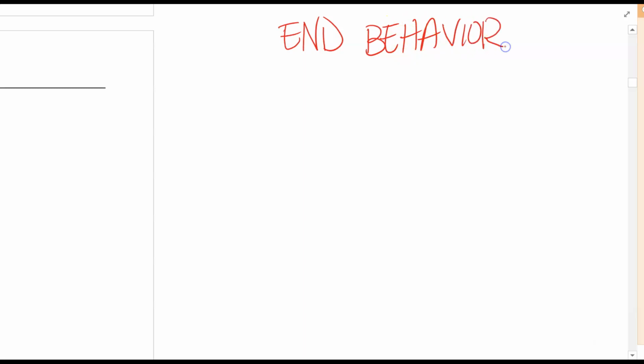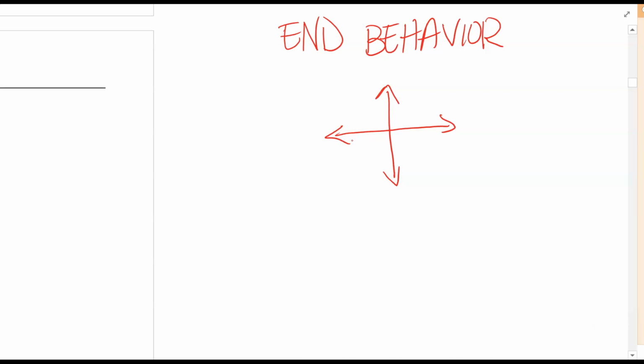So end behavior, we're looking at the ends of the graph, okay? So for end behavior, you're just going to draw an X and Y axis, just really super small. It doesn't have to be super big.